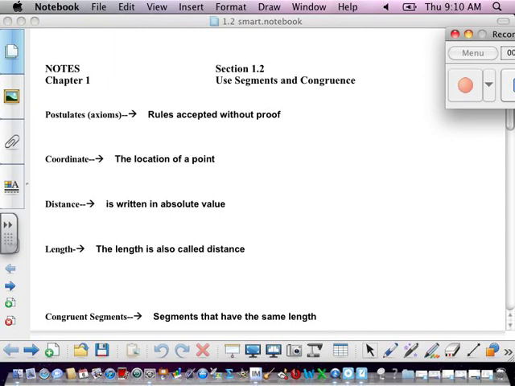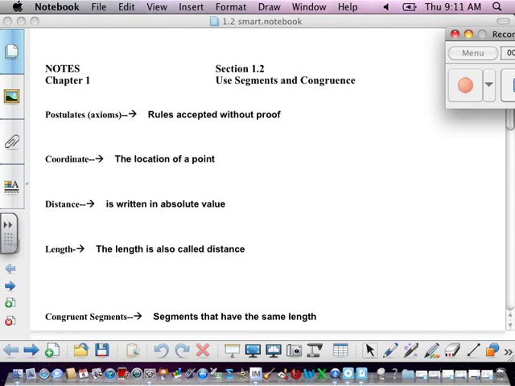Postulates, or axioms, are rules accepted without proof. They're just the rule. Like a point is a location in space. It's just a rule. Coordinate is the location of a point, like we talked about in the warm-up today. Like this point was at 2, 3. That means go to the right 2, up 3.